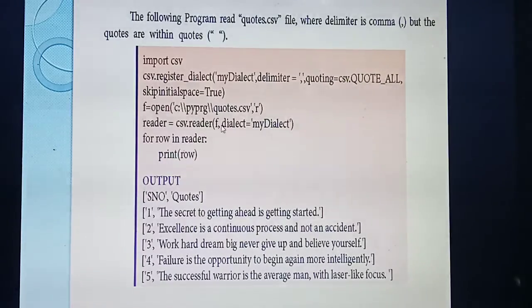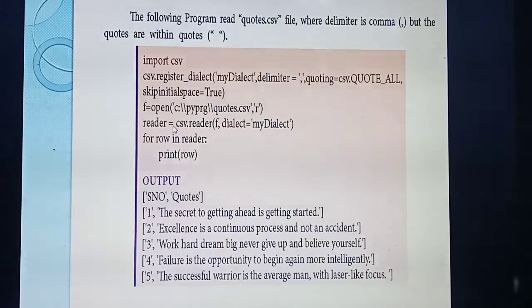Understood? So which one are you including here? quoting equal to csv.QUOTE_ALL. That means you are going to remove the quotes. Then you are skipping the initial space. The remaining everything is the same. What's the next step? You are going to open a file, f equal to open of the CSV file. What's the file name here? quotes.csv, in read mode, because it's the reader function.